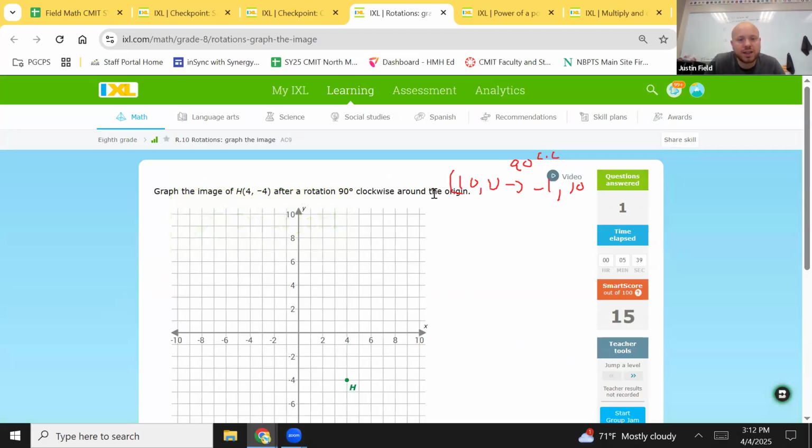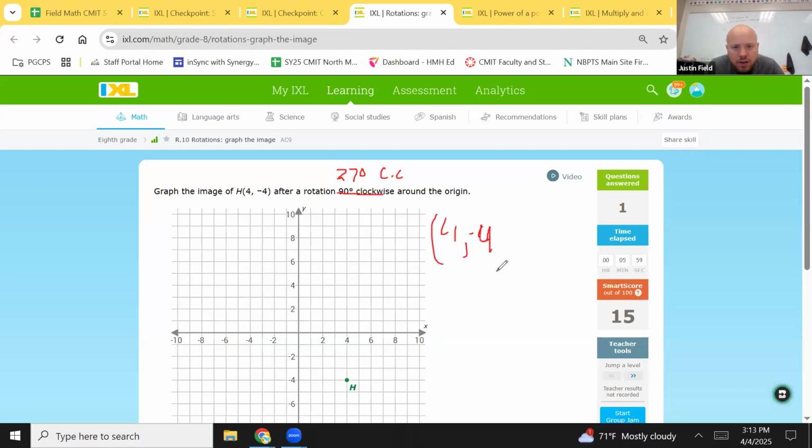All right, 90 degrees clockwise. So now when I see that, it means it's the same as 270 degrees counterclockwise because they're the same, so I'm going to use my rule for that. So 4, negative 4.